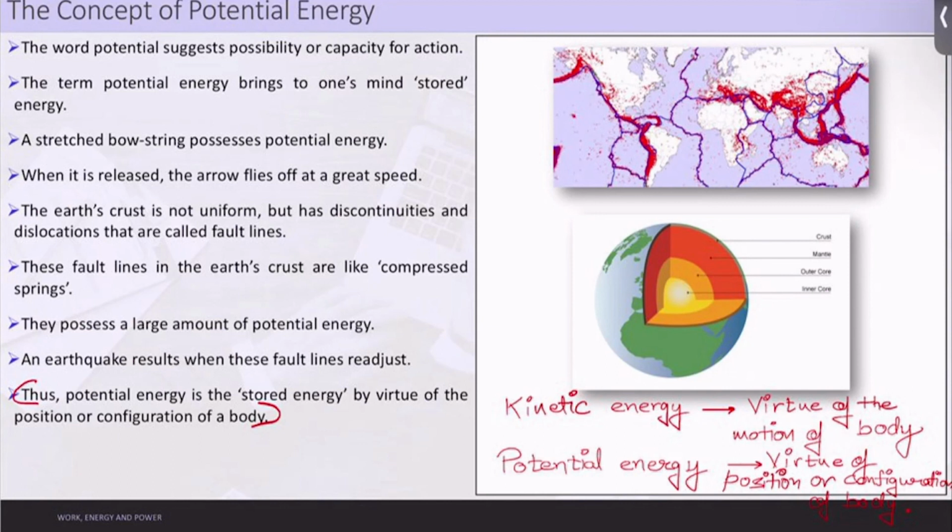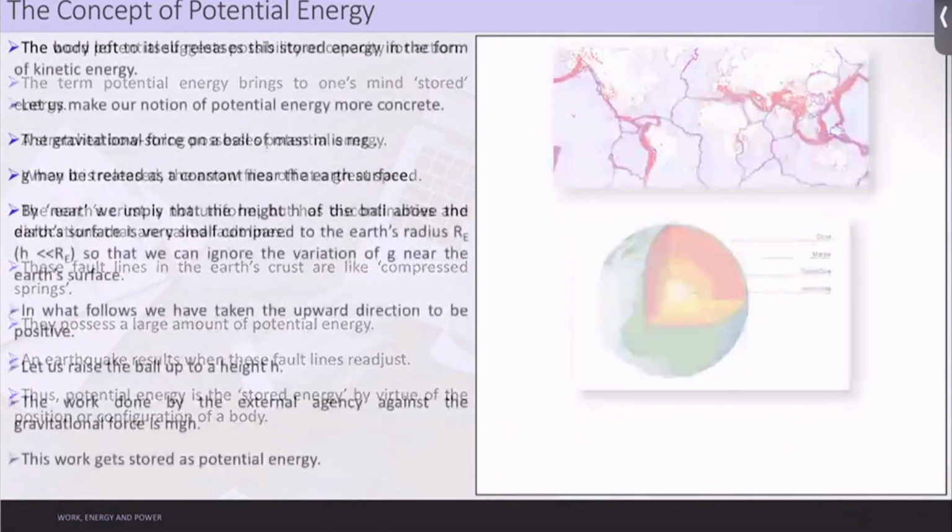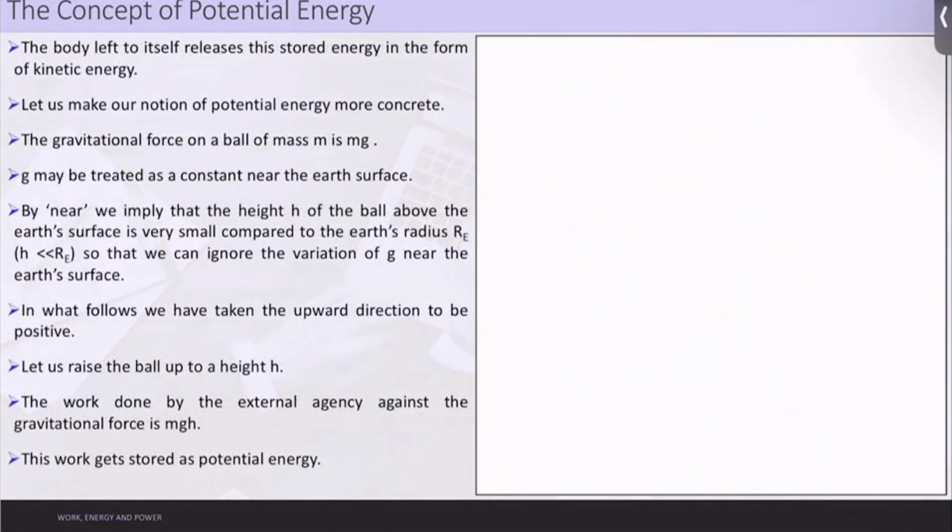Thus, the definition: potential energy is the stored energy by virtue of the position or the configuration of the body. What is the general configuration? Let us say I'm talking about a spring: the spring is either completely released or compressed. That is how we can understand the concept of potential energy. Okay, fine. Let's go with further discussions regarding this topic.